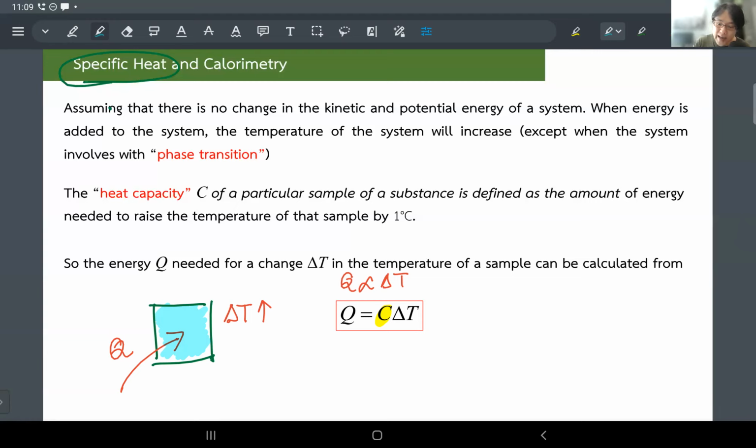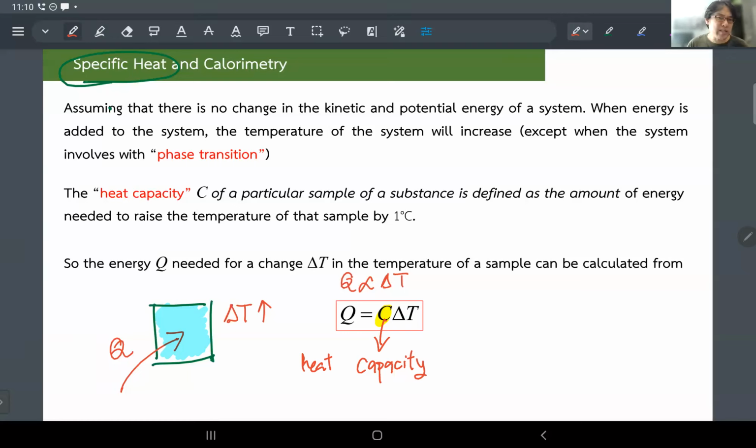So that's why the C introduced here is your capacity. That's your stomach right there. This is the capacity that allows you to store thermal energy. That's why we call this heat capacity. This is the capacity of this whole object to store thermal energy. So that's an easy expression here. The amount of energy supplied, Q, will be equal to the product of the heat capacity and delta T, the change in temperature.